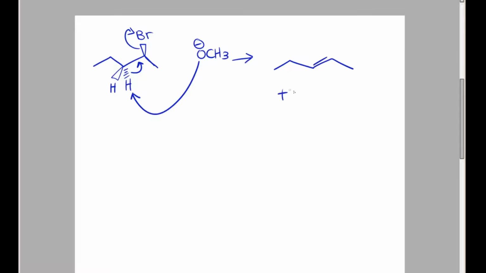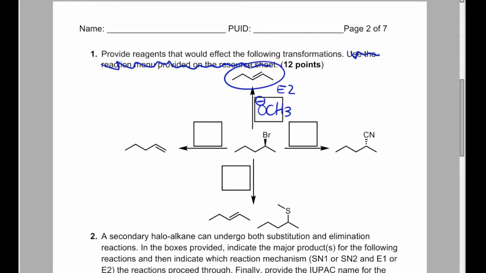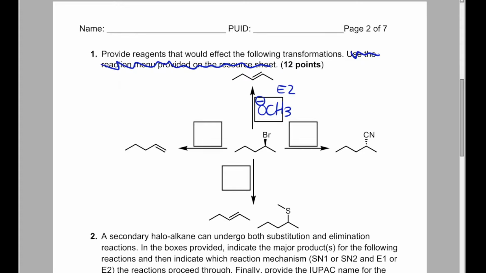A byproduct of CH3OH, because remember that this oxygen atom is accepting a hydrogen as a base. And we're also going to have a leaving group of Br minus. And as you can see, this matches up with what we have here. So that's our first reaction reagent.